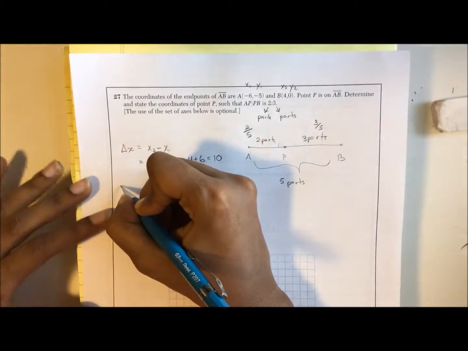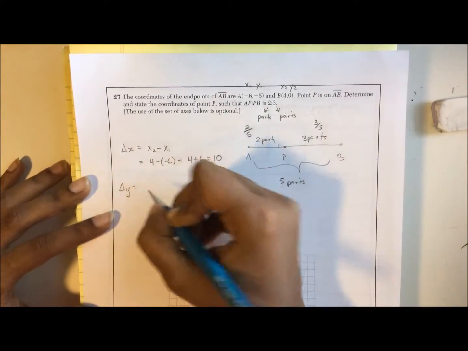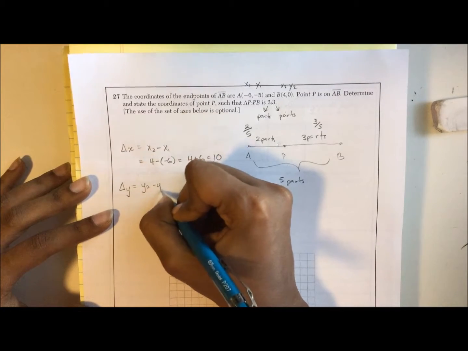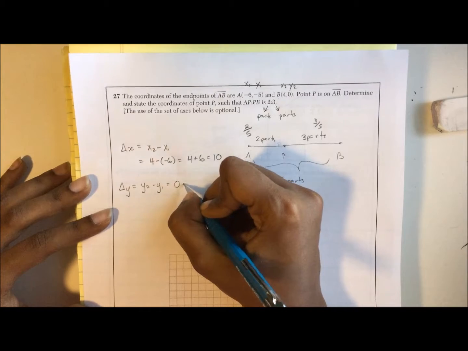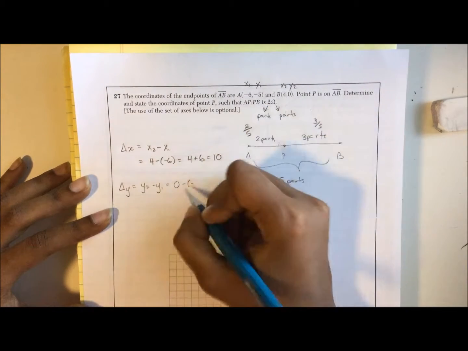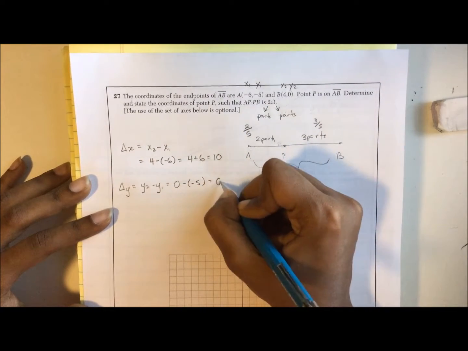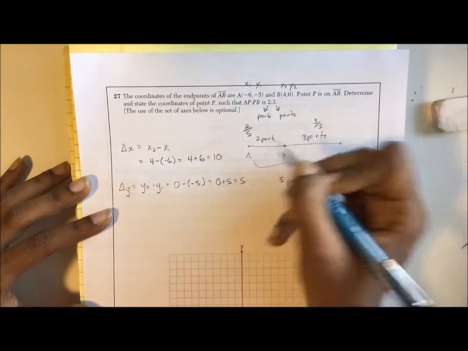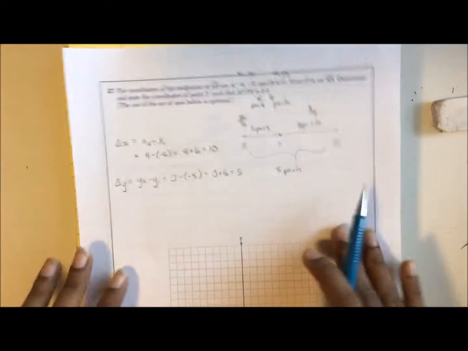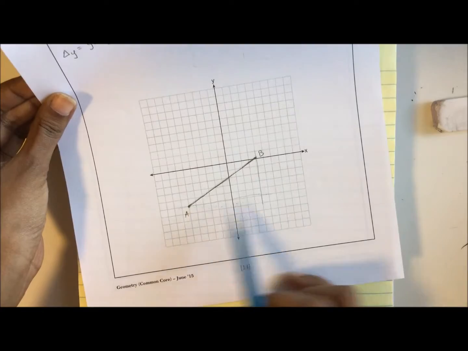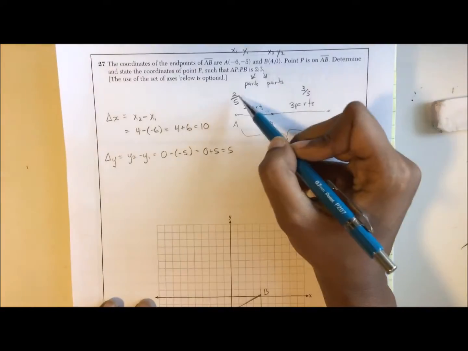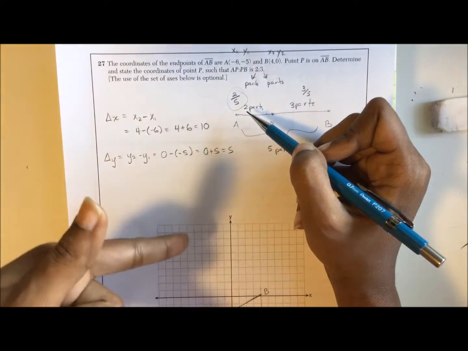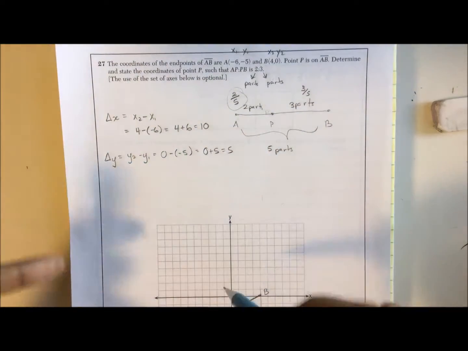Okay, next one is going to be that vertical change. It's going to be y2 minus y1. y2 is 0 minus -5. It's going to be 0 plus 5. That's going to be 5. Okay, so we're not done yet. We just discovered the total horizontal change and the total vertical change, but we want to find 2/5 of both changes so we can indicate where point P is going to be.